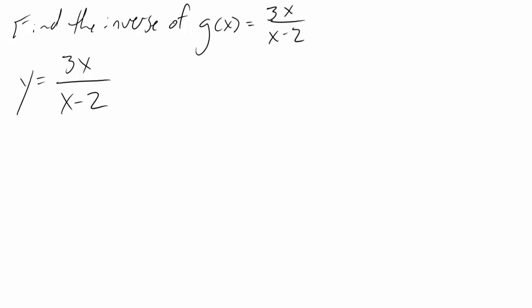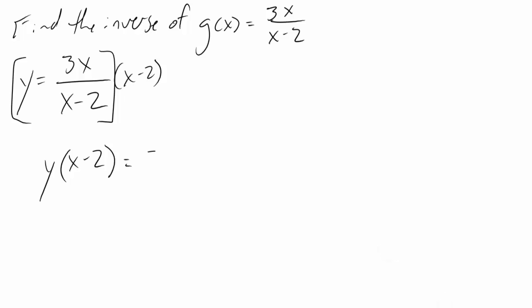First thing we want to do is multiply both sides by that x minus 2 to clear it out of the denominator. So we have y times that x minus 2 to equal 3x, as the denominators here would cancel out. Now we have to distribute this y through to both parts of our parentheses here. So we get xy minus 2y to equal our 3x.